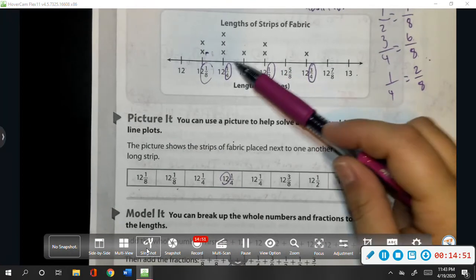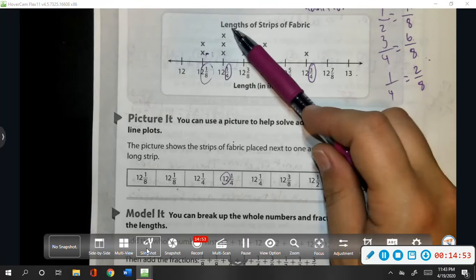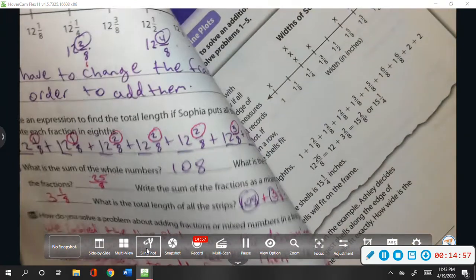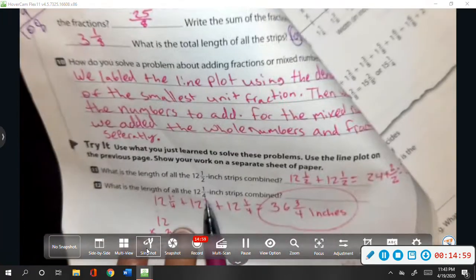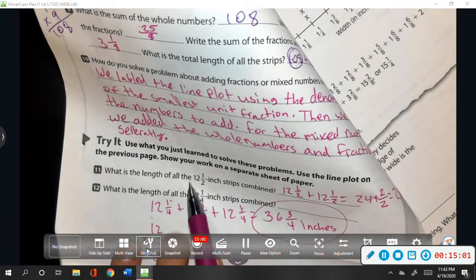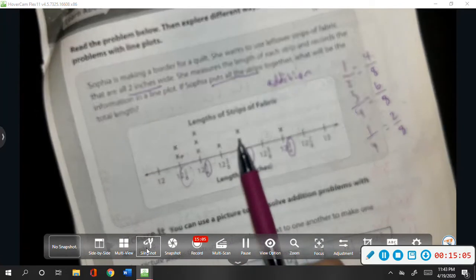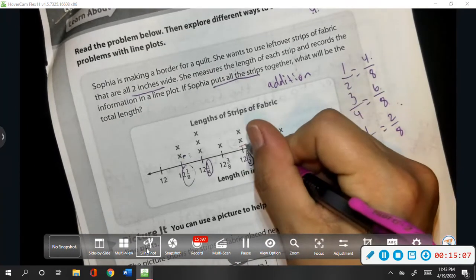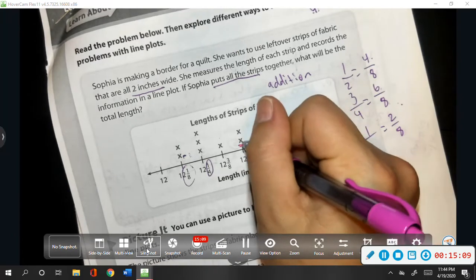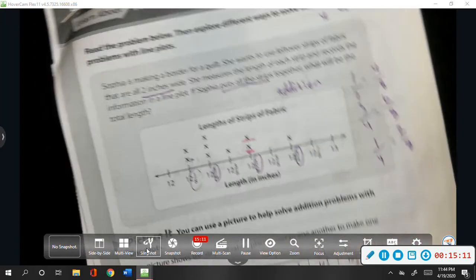We know that we need to make sure we're counting these as each unit. So if it's asking you, like that number 11 and 12 down here, to find the length of all of the strips that are worth 12 and a half, we need to go back and remember we didn't have just one strip at 12 and a half. We had two strips at 12 and a half.